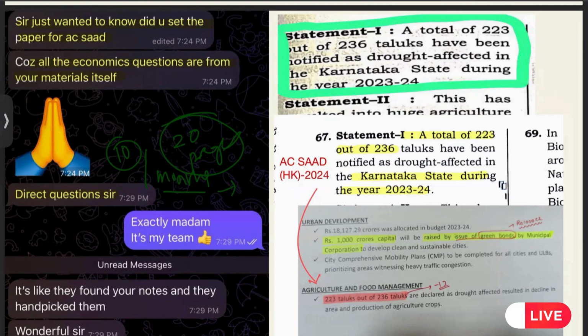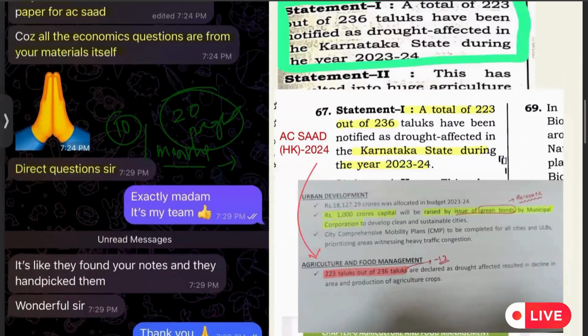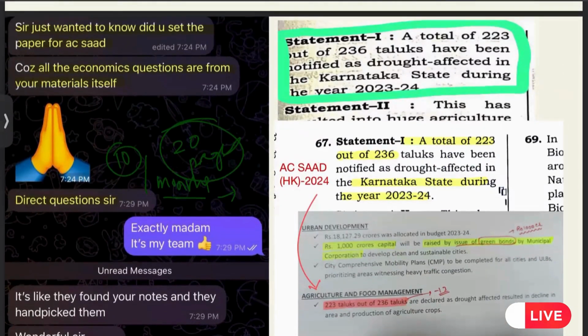Before telling you how the questions have been picked up from our notes: we focus only on whatever is relevant in the news and the analysis of that background. Question number 67: a total of 223 out of 236 taluks have been notified as drought affected in Karnataka state. This is directly from the economic survey, which you can download from our website. Some student has sent this, and I appreciate him, as he has directly marked and highlighted it. 223 out of 236 taluks are declared drought affected, resulting in reduced area and production of agricultural crops.